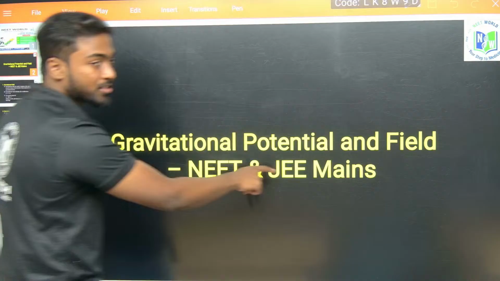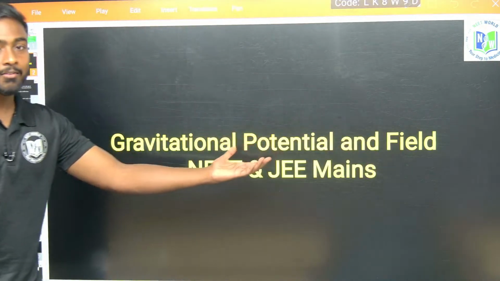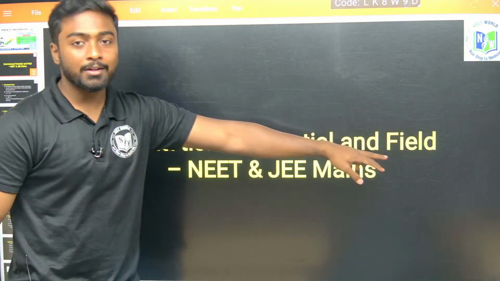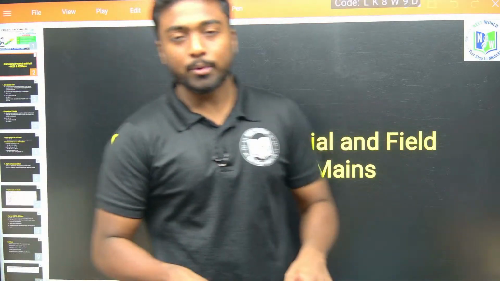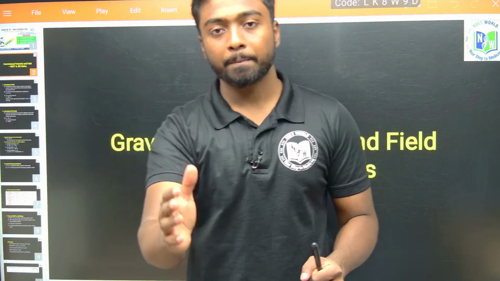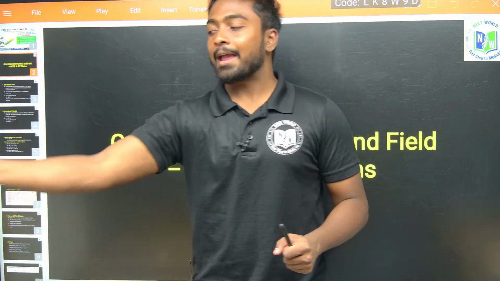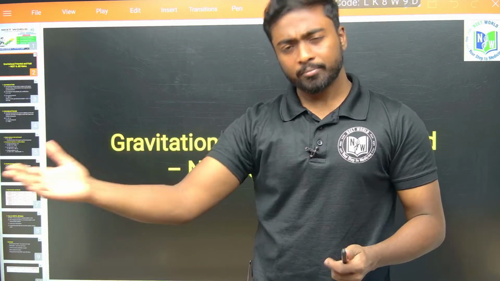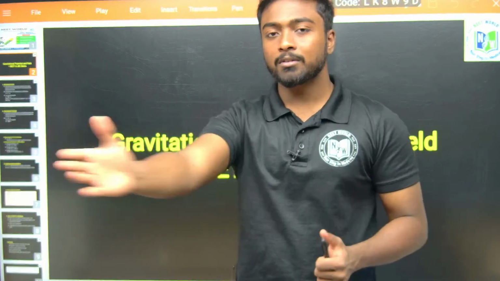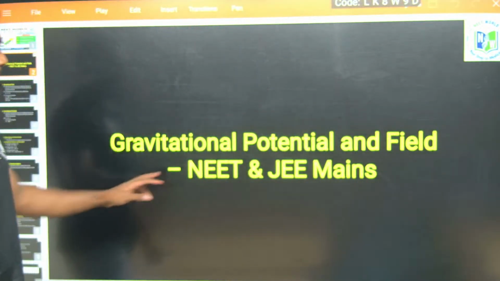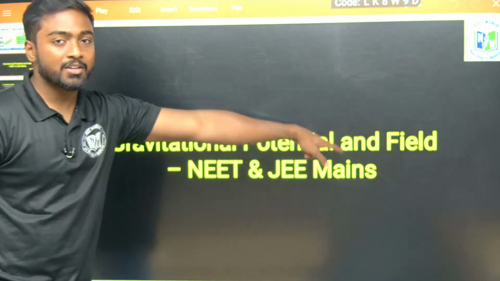So gravitational potential and gravitational field. Potential is in the sense of how much capable that object is, and the field is in the sense of the surrounding, how far a person can reach. If I want to hit some person, my hand will go up to this point. After that point it won't go. So my field is up to this point only. After that point there is no field for me, right? The same thing applies to gravitational potential and gravitational field.